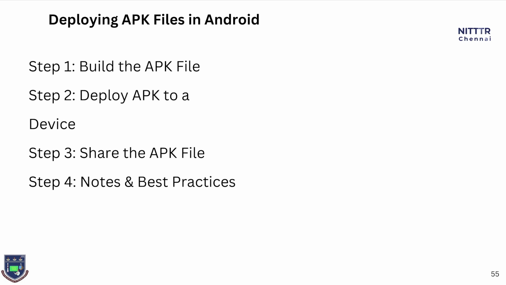In the next section, we will see how to deploy APK files in Android. At last, we will learn how to deploy an APK file from your Android project to a device or share it with others. An APK, or Android package, is a file format that contains all your application code and resources, ready for installation.